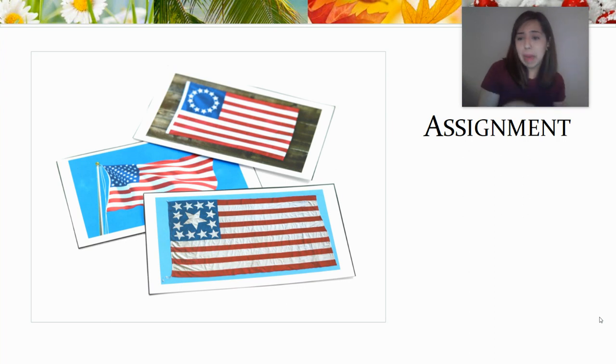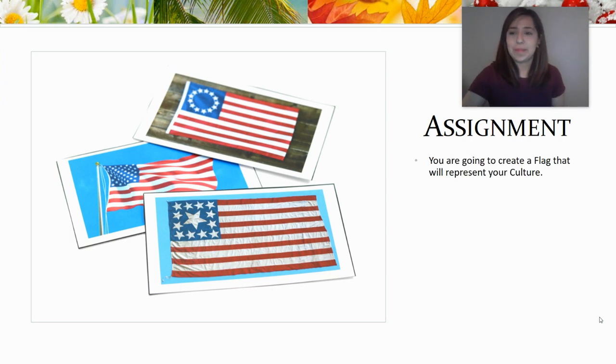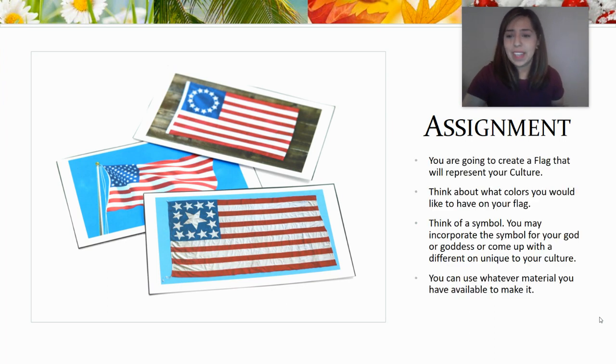Make sure that you create your map with those 5 map elements, and you have your flag with those 3 elements. Okay, use what you have available in your home. All right, so that is the end of the slideshow. Those are the 3 things that you need to have for your flag. You need 5 things for your culture map, and that's it.